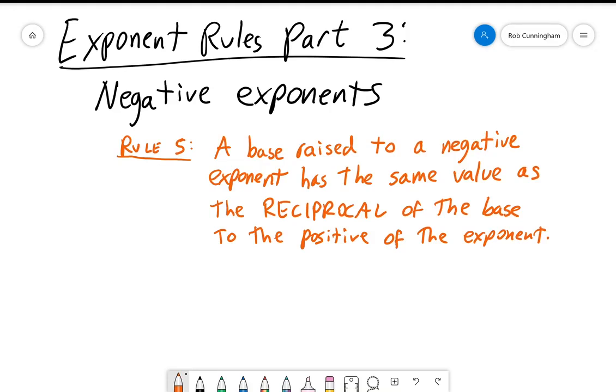Now I'm going to read rule 5 out, and it's a little bit wordy, but I will break down the entire rule and show you exactly what each word means. A base raised to a negative exponent has the same value as the reciprocal of the base to the positive of the exponent. That's an awkward way of putting this, but sometimes it can be very difficult to talk accurately about these ideas without sounding a little bit weird, right?